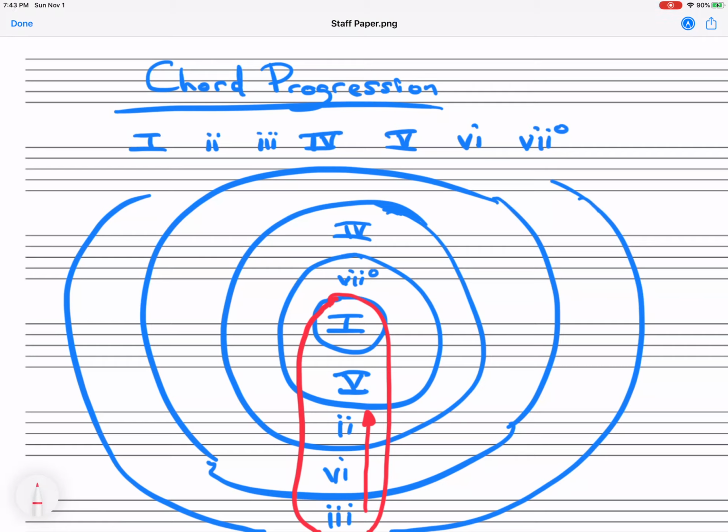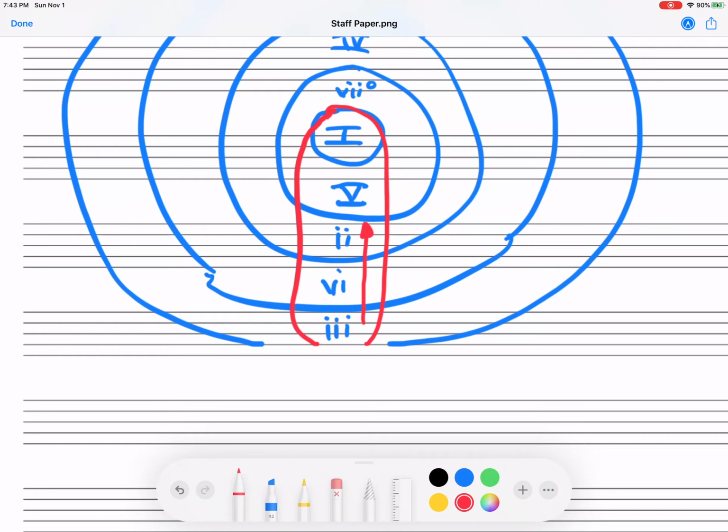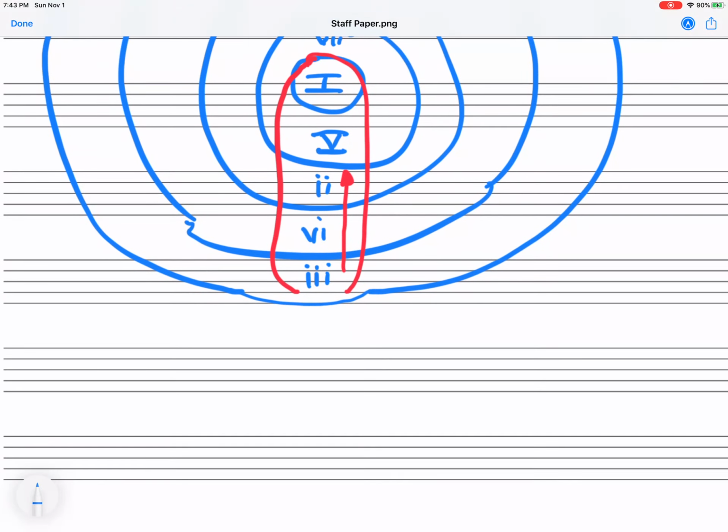Now, looking at the Roman numerals, you may notice that there is a pattern, and that pattern is a root motion of a 5th down. So I'm going to write this first of all so you can see what it looks like. 3, 6, 2, 5, 1. I highly recommend that you memorize this. In the key of C, of course, E minor, A minor, D minor, G, and C.